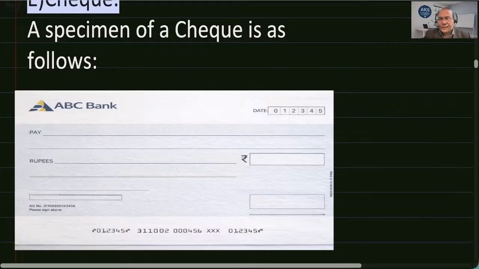Just reverse the condition. Supposing we are buying from the seller. So we have bought goods worth 1,000 rupees. Okay. The seller raises an invoice of rupees only.